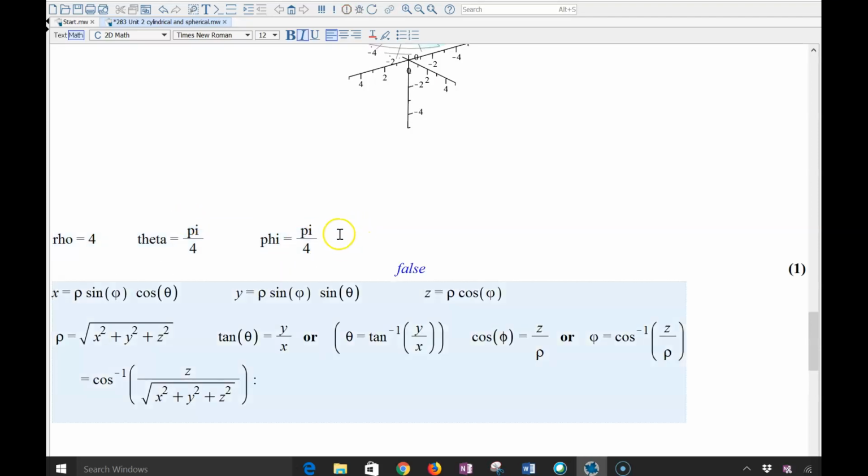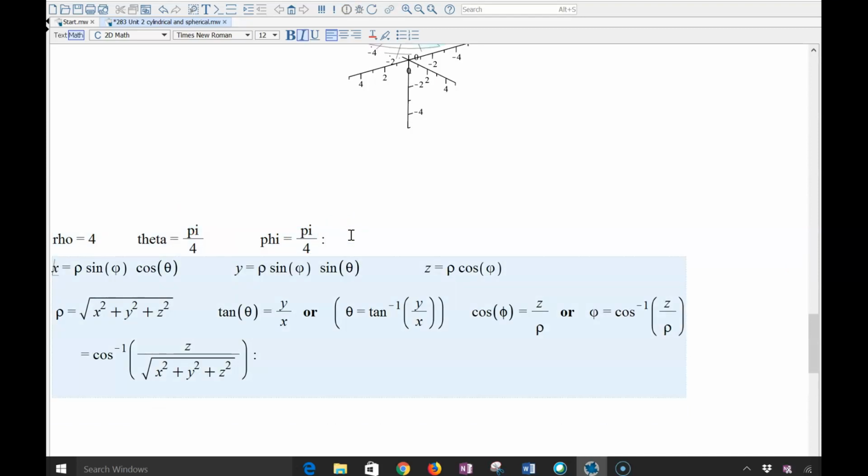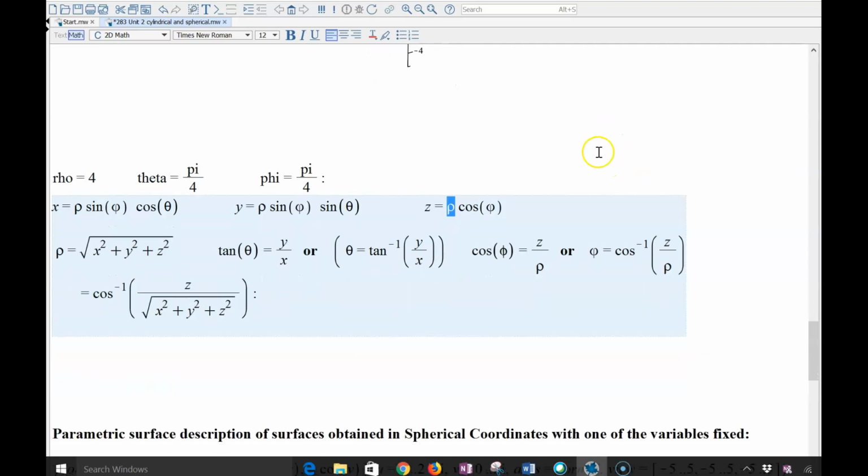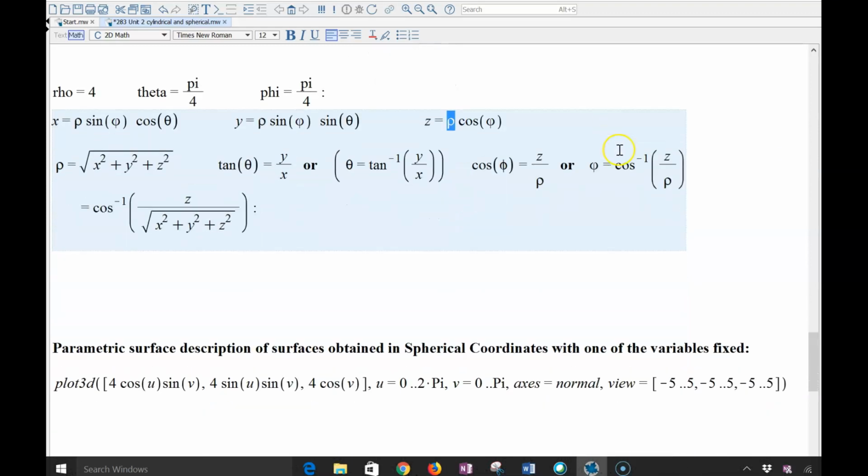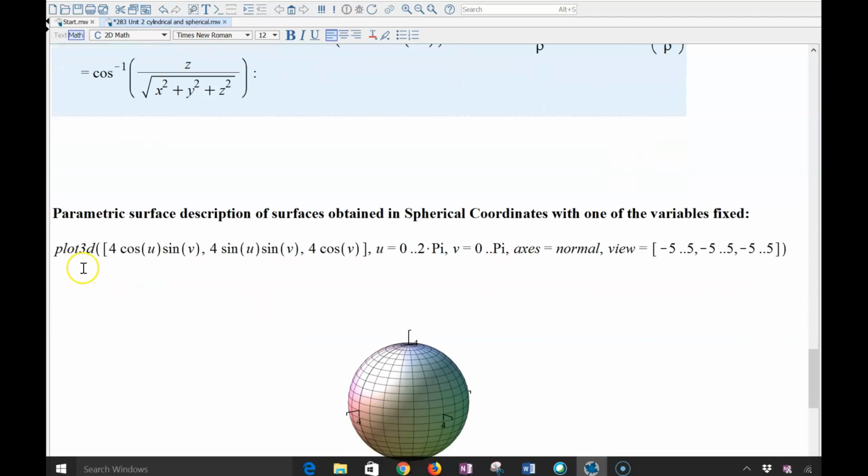But what we want to think about for rho equals 4 is to look at the x equation, the x conversion, the y conversion, and the z conversion for a point rho, theta, and phi into x, y, and z. And we're just going to substitute wherever we see rho, we're now going to put in a 4. And then we can let theta and phi vary here. So that's all I'm going to do, and we're going to do this in parametric form. So we're going to do plot 3D.